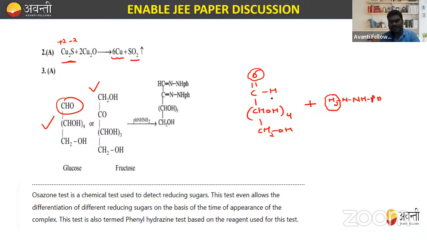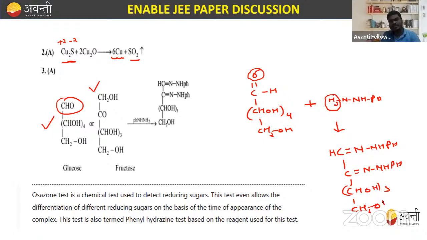And the formation of what? That is CH=N-NH-phenyl. So the formation of HC, a carbon-nitrogen double bond, and this is NH-phenyl, right? And the same happens on the neighbouring carbon, two times NH-phenyl. Okay. So what is left with us is CHOH three times and this is CH2OH. So this is called osazone.